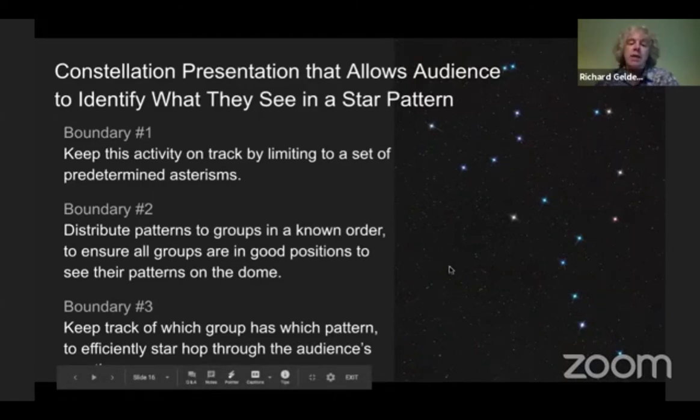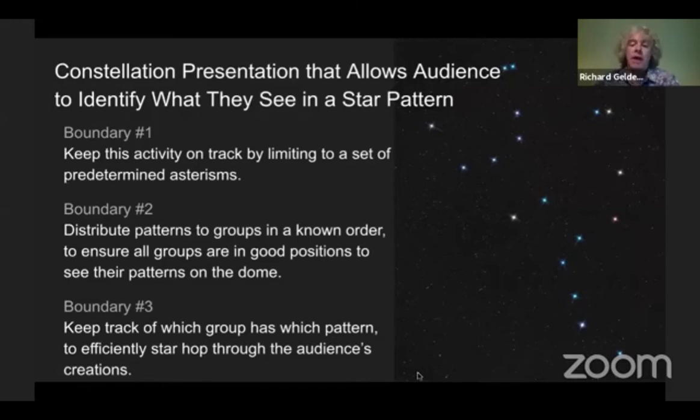And then three is I seat them. We happen to be in a concentric flat old Spitz dome, but the seating would be however it would make sense for them to see it on the dome sky when I ask them to identify in the dome sky.